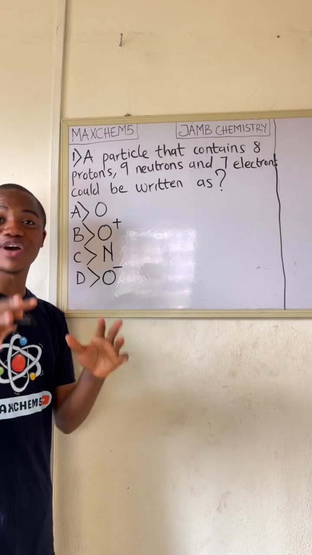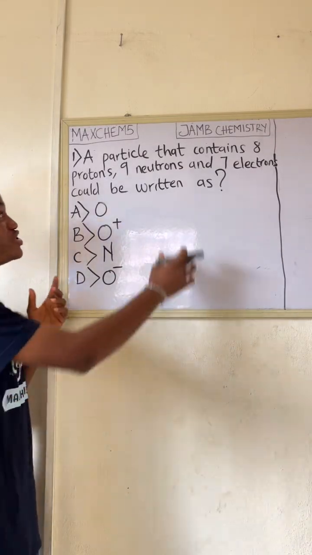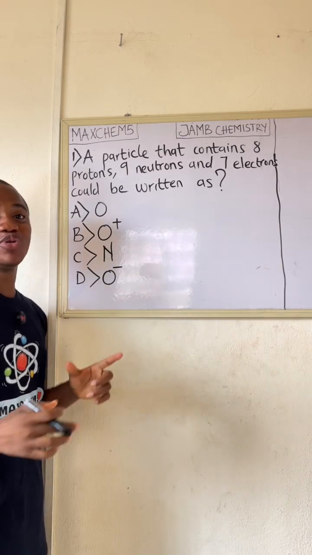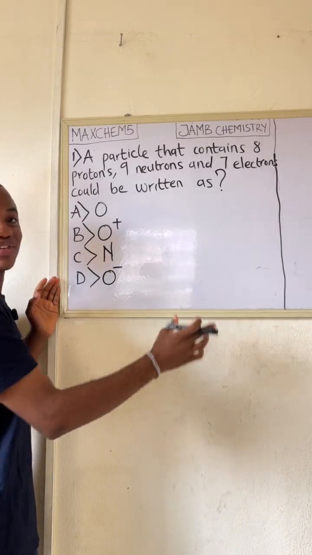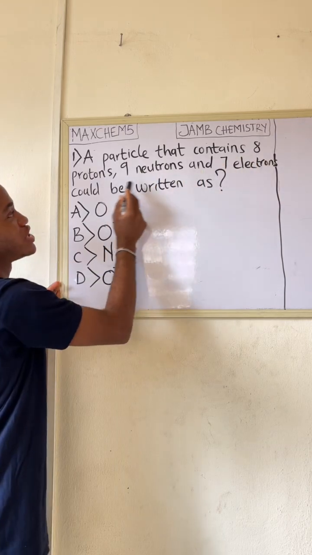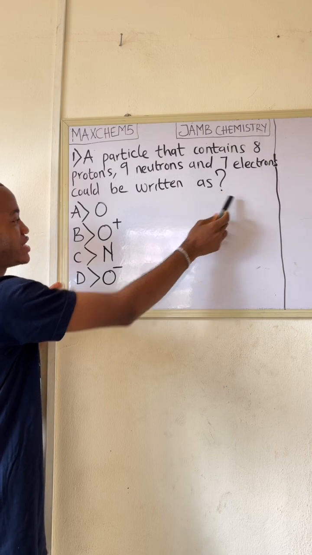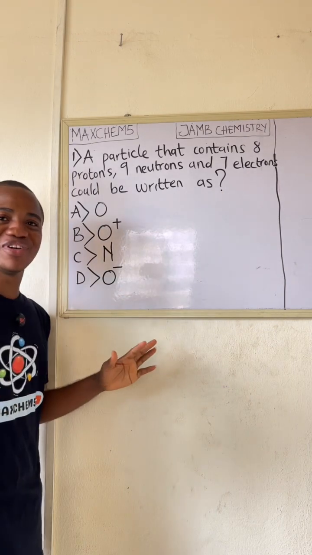This kind of question is probably the simplest JAMB question I've seen so far. Let's say you see this kind of chemistry question in your JAMB exam. How will you solve it? Let us solve it together. It is very simple. The question says a particle that contains 8 protons, 9 neutrons, and 7 electrons could be written as, and you can see the options. This is a very simple question.